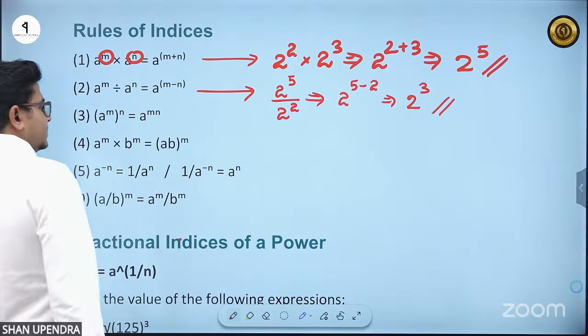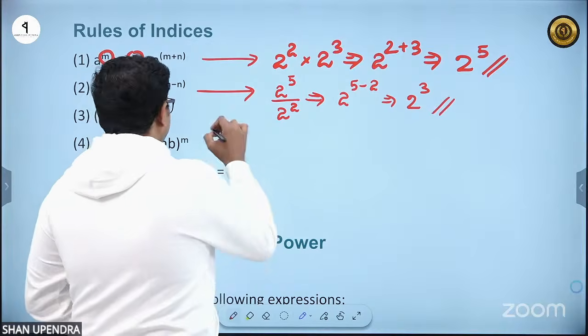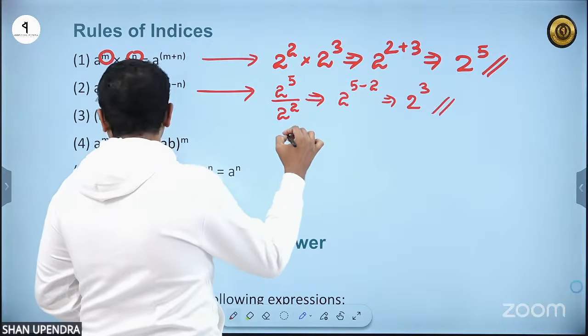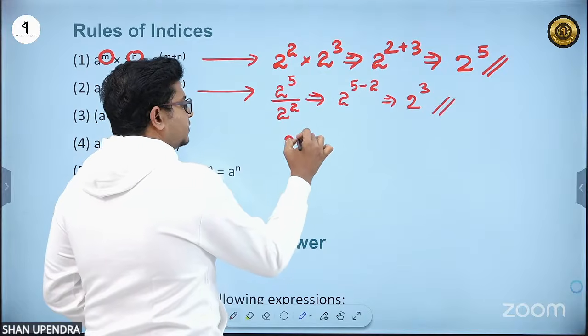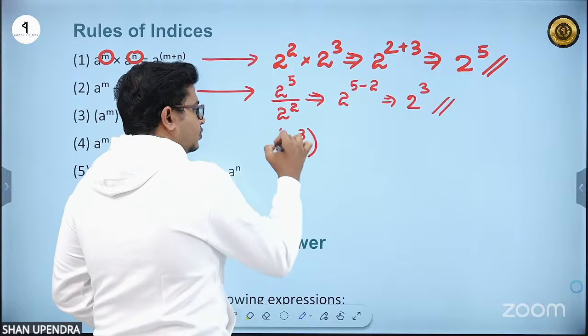And the next one is, you can take that same base value again. We can write 2 to the power 3 to the power 2.